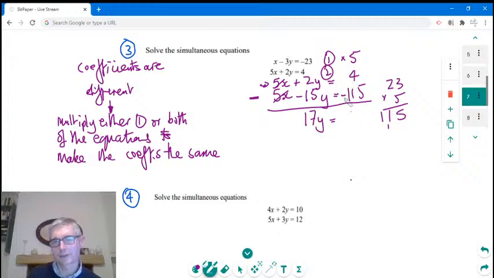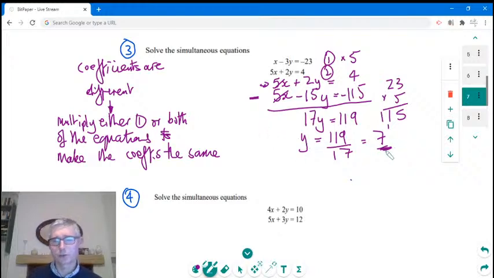And we're going to get 4 minus 115, and that's going to make 119. So to find out what y is, we've got to divide the 119 by 17, and we actually get 7. So that's the value for y.